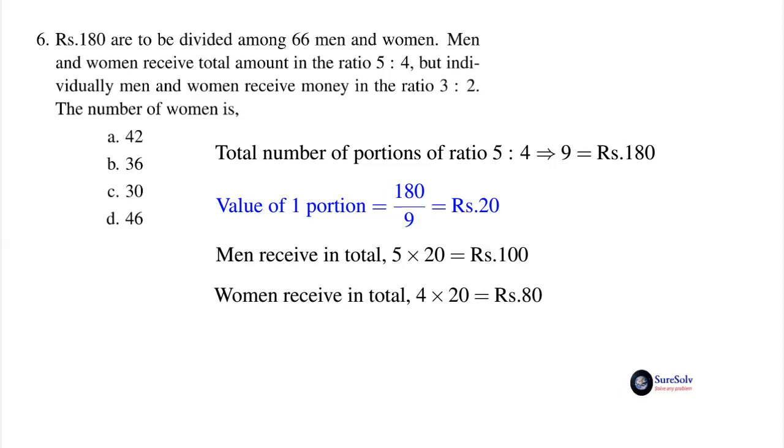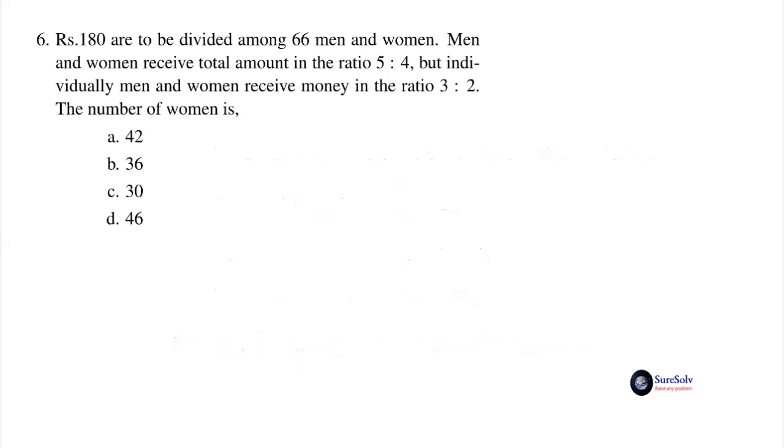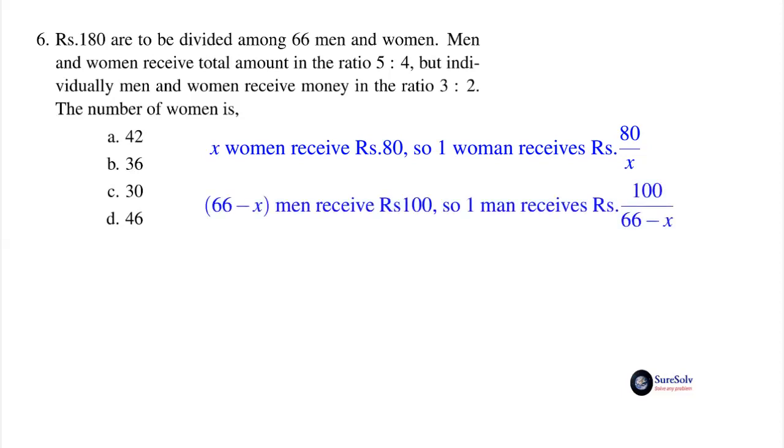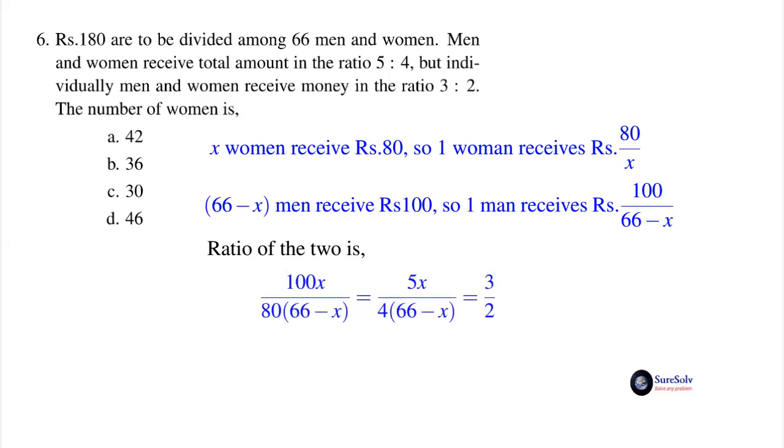If number of men were equal to number of women, individually also the men and women would have received their share in the ratio of 5:4, isn't it? But in this case their numbers are different as the receipt ratio is not 5:4. Assume number of women as x, so that number of men is 66 minus x. Now we'll apply unitary method. x women receive rupees 80, so one woman receives rupees 80/x. Similarly, 66 minus x men receive rupees 100, so one man receives rupees 100/(66 minus x). Ratio of the two is 100x divided by 80 times (66 minus x) equals 3/2.